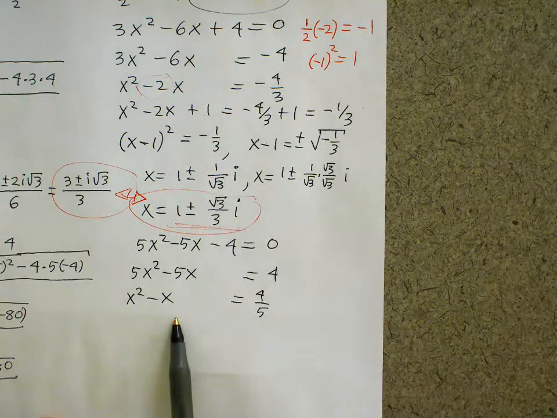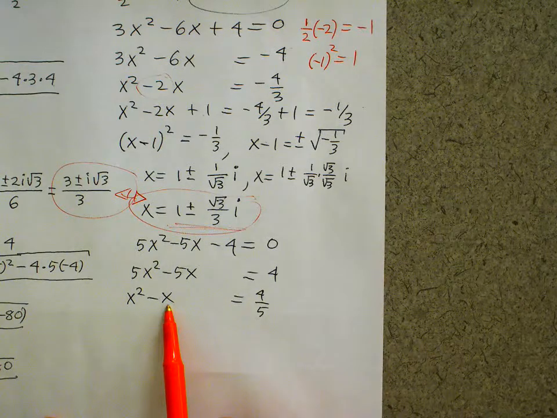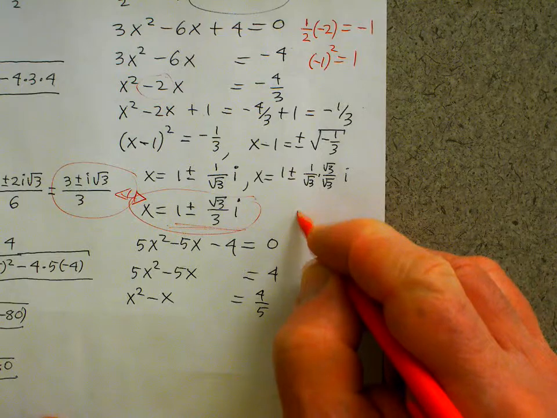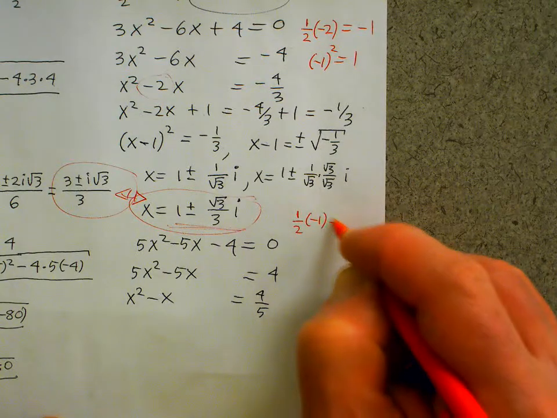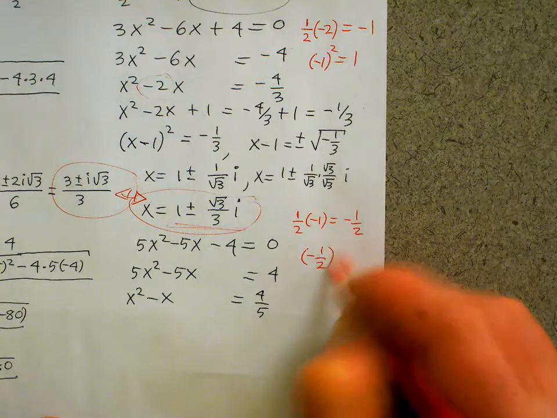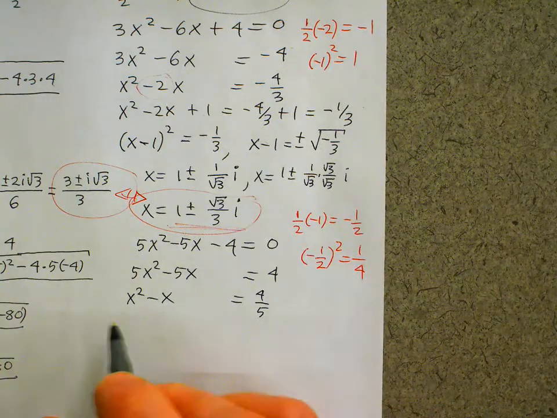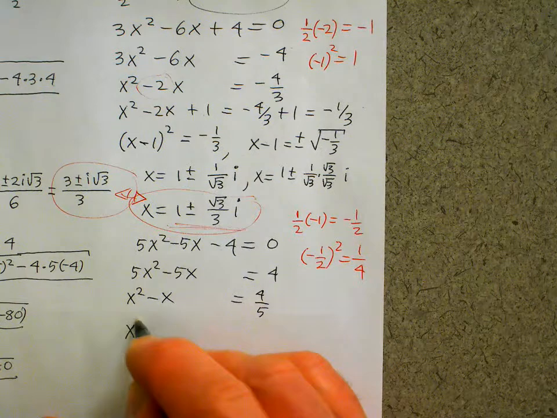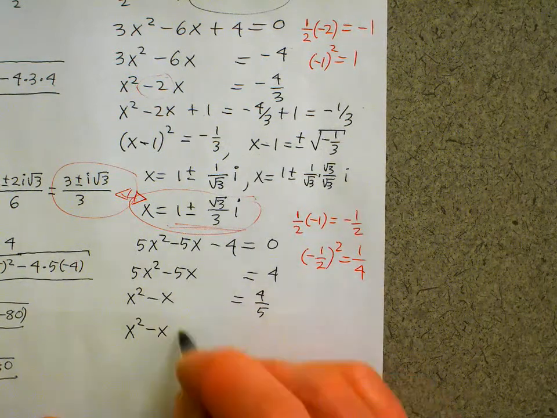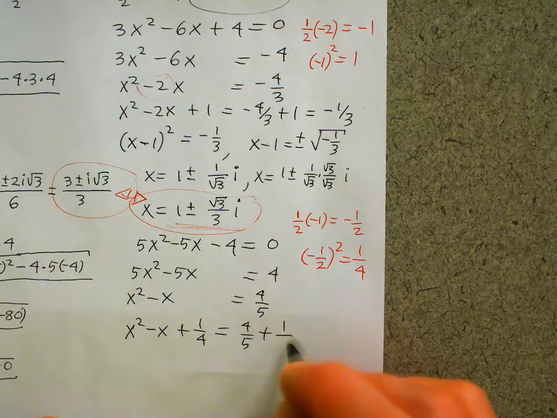So what do we add to both sides so that the left-hand side is a perfect square trinomial? The coefficient of x is -1. So we take 1/2 of -1, which is -1/2. And then we square that number. -1/2 squared is +1/4. So I'll just write down this next step, and then we'll be done. We have x squared minus x plus 1/4 equals 4/5 plus 1/4.